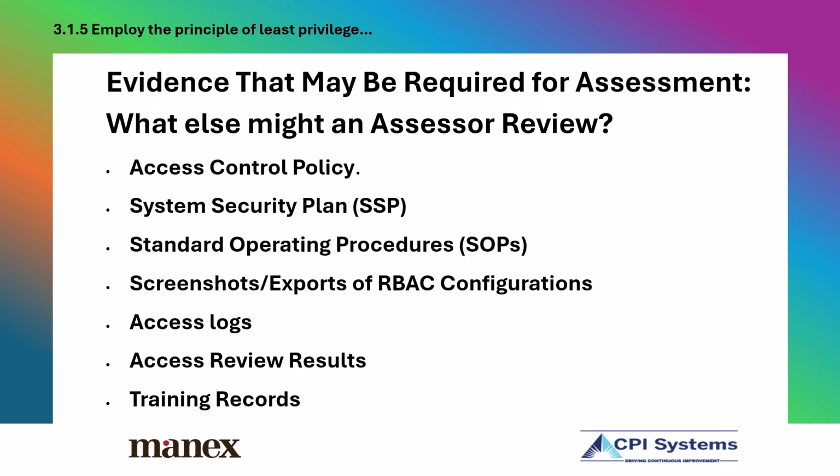Okay, what other types of evidence may be required for assessment? What will that assessor review? We talked about access control policy. This includes many of the access control aspects, including least privilege. System security plan, we haven't talked so much about that. This explains, beyond the policy, how, in this case, for least privilege, how role-based access control is enforced. That will be specifically included in 315 control for your system security plan.